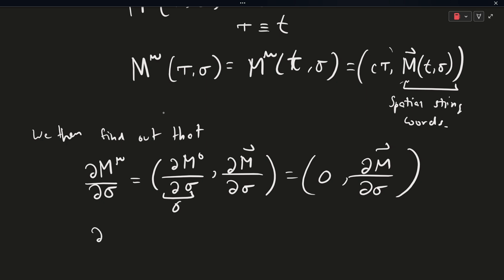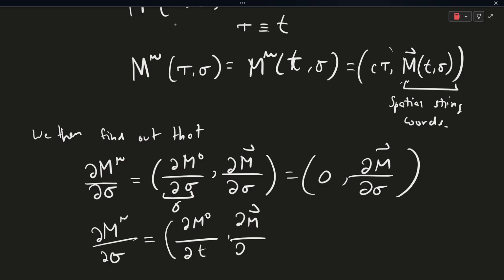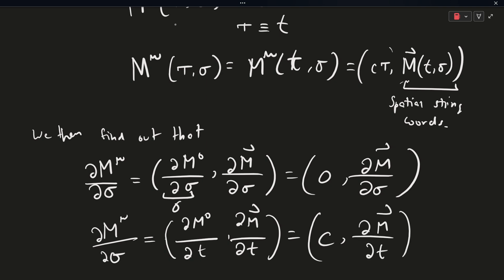And for tau, the spatial component vanishes, or rather all other derivatives of the spatial component vanish apart from the T component. So del M0 by del sigma. Oh no, it becomes T, my bad. It becomes T and then del M spatial by T. And that's equal then to C and then del M spatial by dt. We're only left with one.